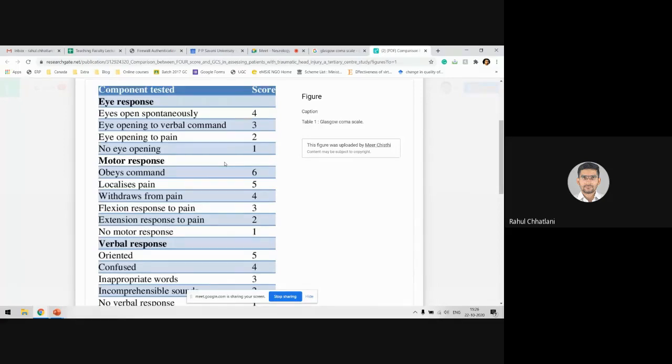Grade 4 is withdrawal from pain, a general reaction of withdrawal. You pinch the arm and they withdraw that part, the whole arm. Yes, so that is grade 4.